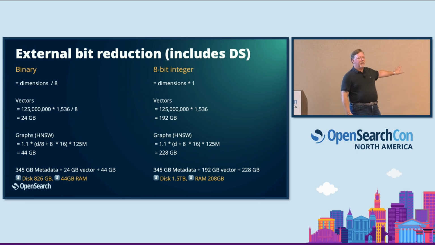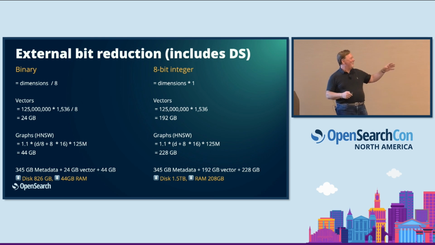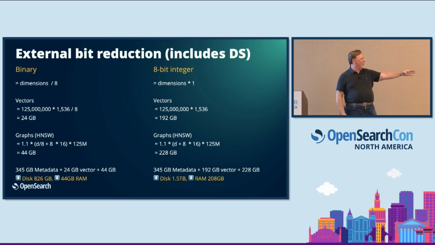We're only talking about the vector query and retrieval. So re-ranking is a different step, and that's got its own resource needs. Okay, so hold that question. Similarly, for 8-bit integers, we end up with 1.5 terabytes of disk and about 208 gigabytes of RAM.